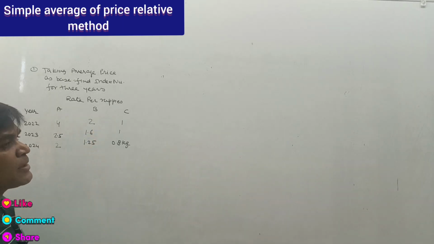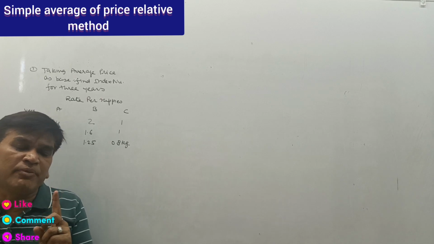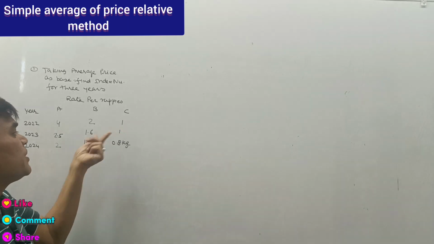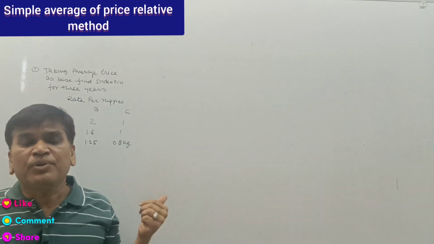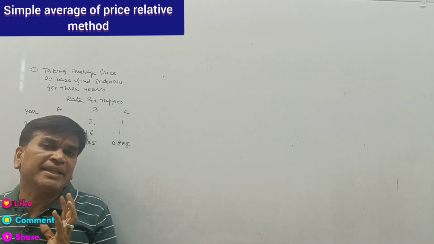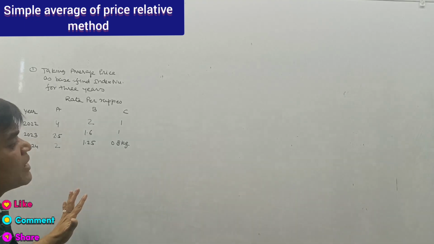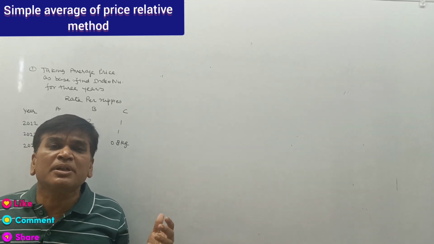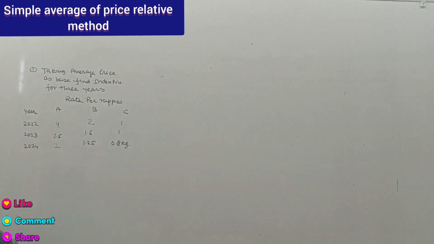Similarly, for product C in 2022 we are having 1 kg in 1 rupee. Again in 2023 also 1 kg in 1 rupee, but in 2024 we are having only 0.8 kg in 1 rupee. If such a question comes, students get confused about how to solve this index number. But it's very easy. We are solving this question.